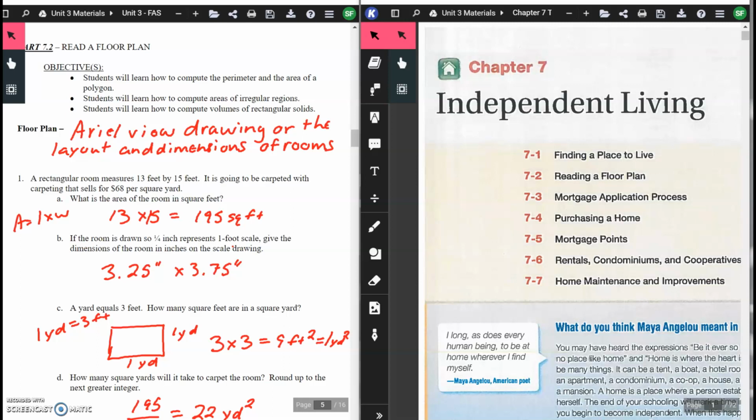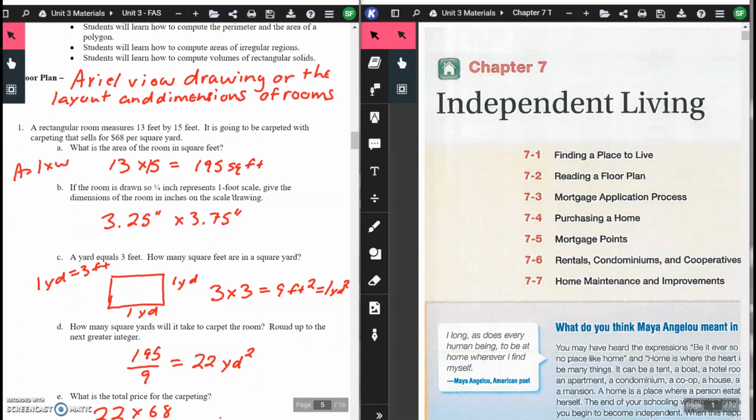Part C says a yard equals 3 feet. How many square feet are in a square yard? So, we have our rectangle here. Okay, 3 feet is 1 yard for your length, and 3 feet is 1 yard on your width. So 3 times 3 gives you 9. Okay, so 9 feet squared equals 1 yard squared.